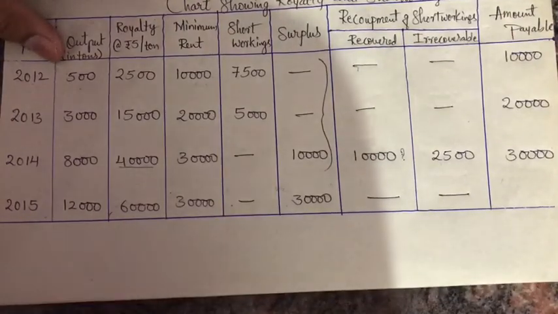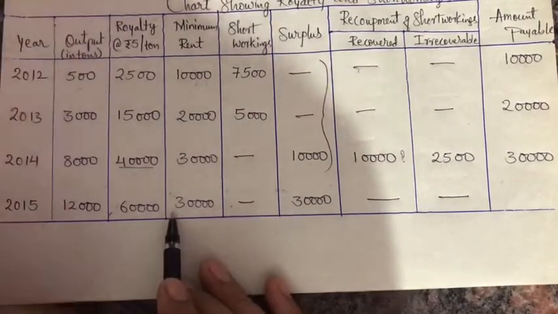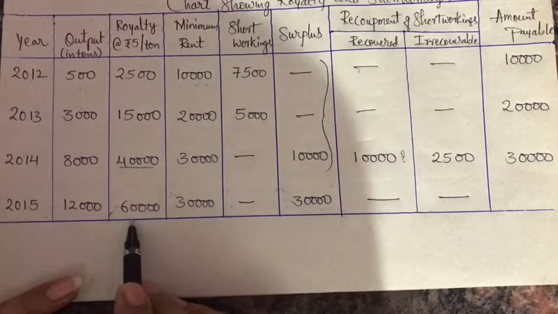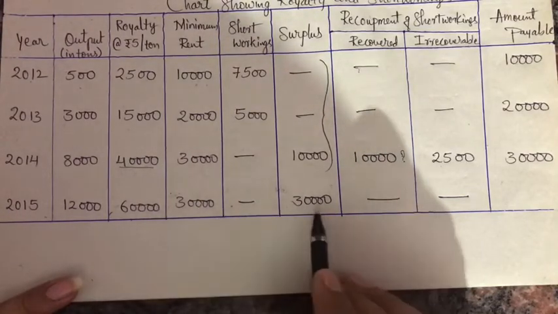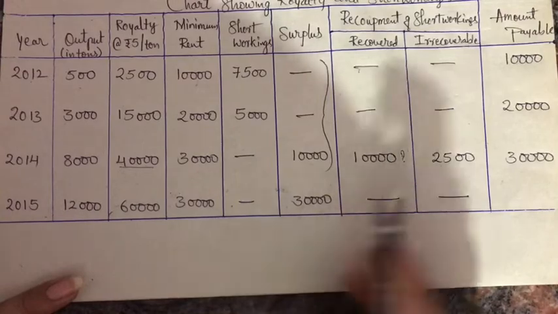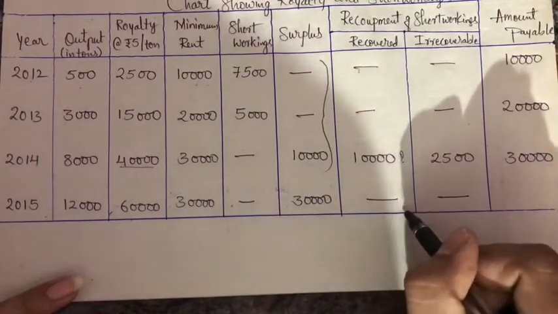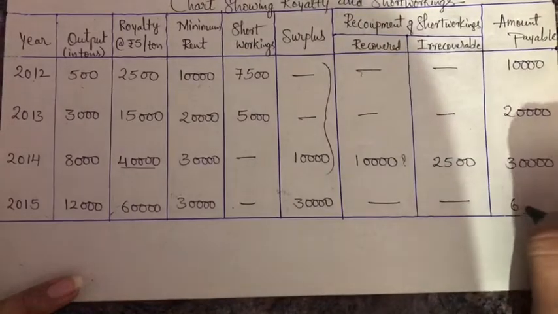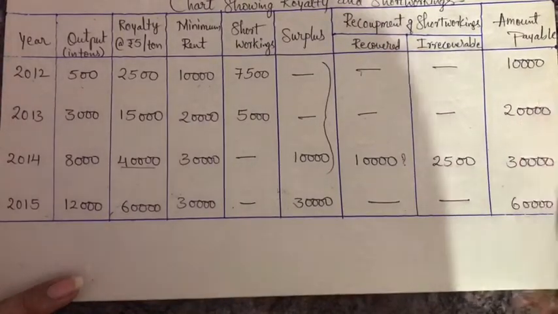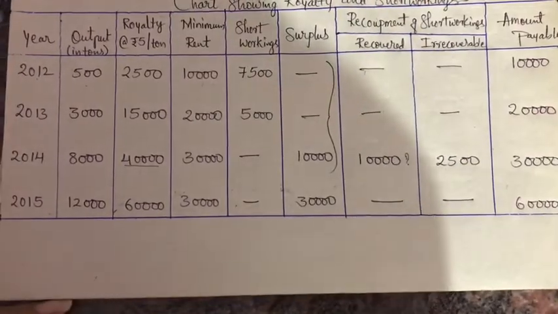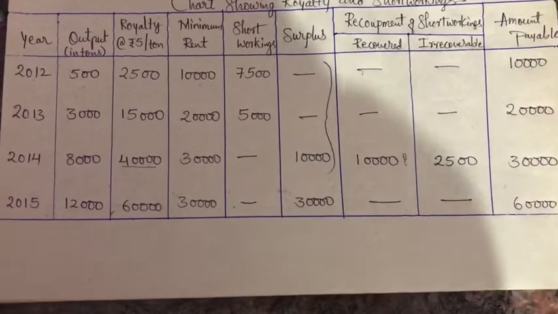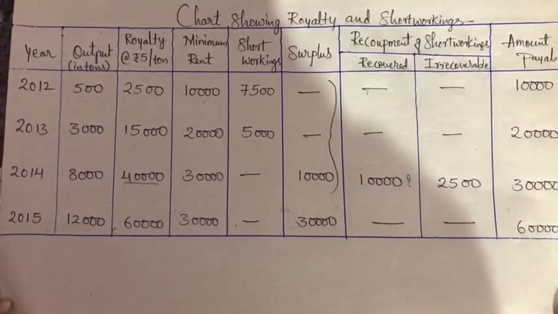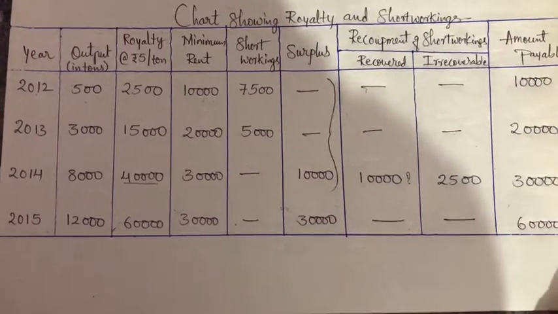And next, in the fourth year, royalty or minimum rent. Royalty is more again. If royalty is more, obviously surplus is there. If surplus is there, did we recover anything? No, we haven't recovered. So 60,000 minus 0, so 60,000 directly. So this is how we'll solve the problem. That's it. Take a look. Chart showing royalty and short workings.